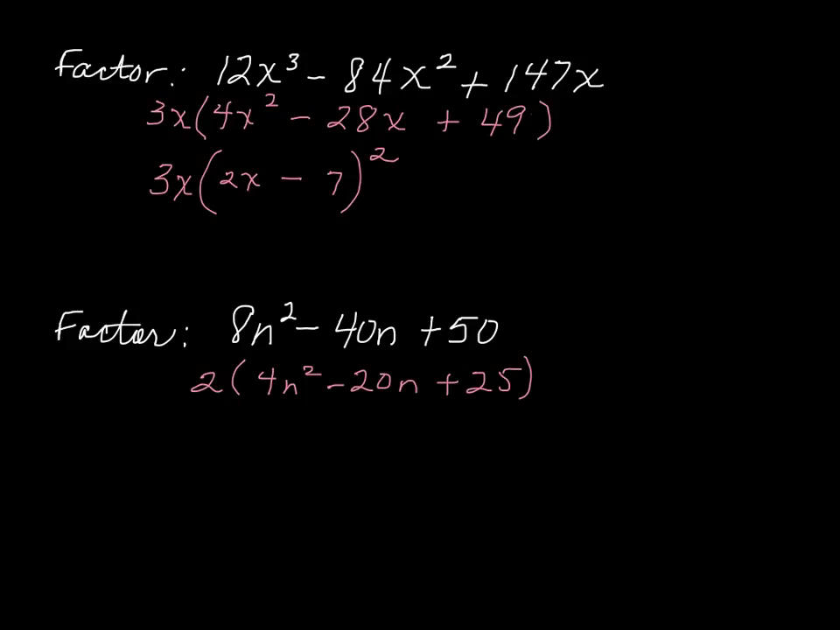Well, 4n squared is a perfect square. I have to look at that like a 2n. 25 is a perfect square. I have to look at that as a 5. Now, is the middle term 2n times 5 times another 2? Yes, it is. And it's negative because the 20n is negative. Squared, all times 2. And we have just factored these perfect square trinomials.